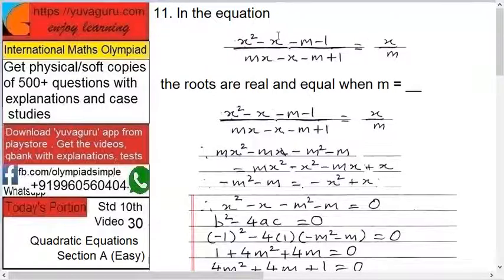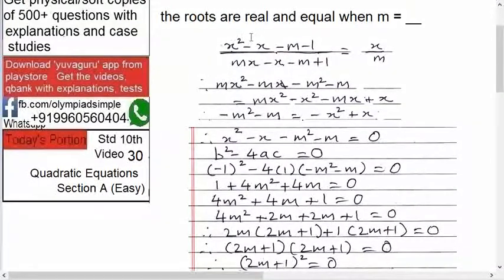First, bring it to the form ax square plus bx plus c, and then use the formula: roots are real and equal means use b square minus 4ac equals to 0. First solve this. Okay. So how to solve this? Let's start. x square minus x minus m minus 1 upon the denominator equals to x upon m.